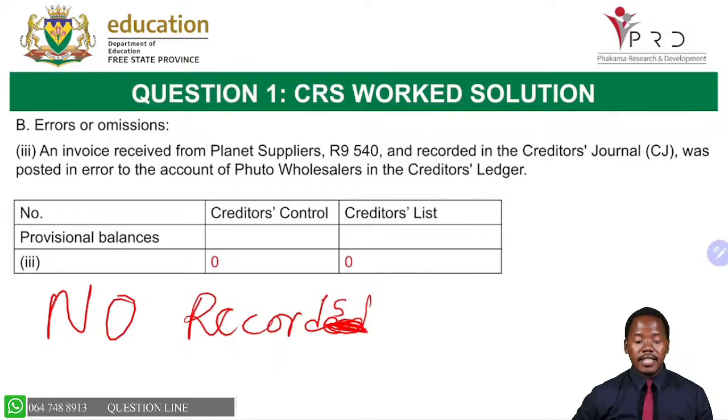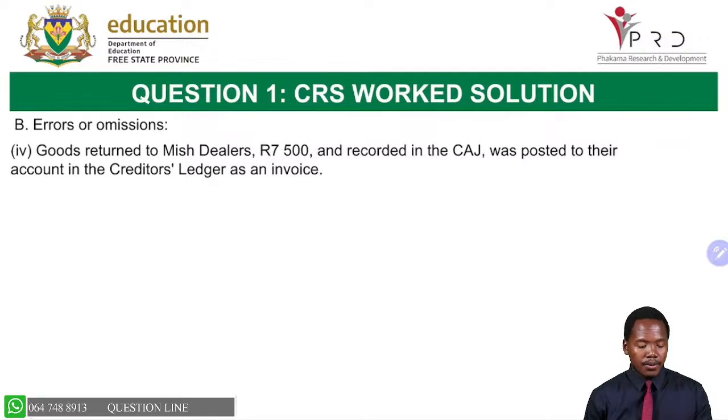Because here they said an invoice of 9,540 was recorded in the CJ and was posted in error to the account of Puto. So it is just an internal arrangement here. So we are not going to record on both accounts.